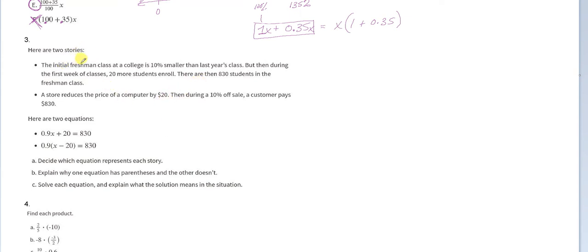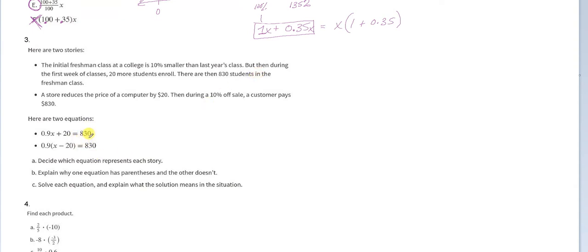The initial freshman class at a college is 10% smaller than last year's class. But then, during the first week of classes, 20 more students enroll. There are then 830 students in the freshman class. Okay, so let's look down here and see what we think might represent that.